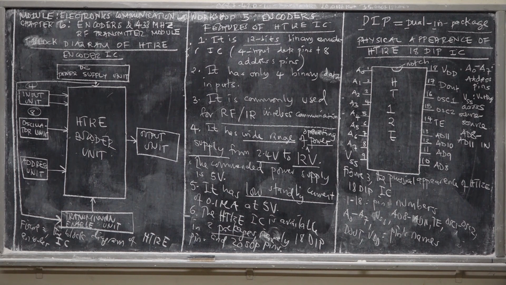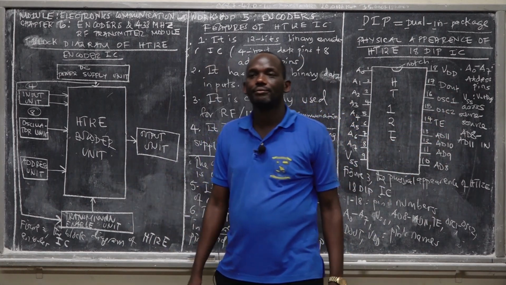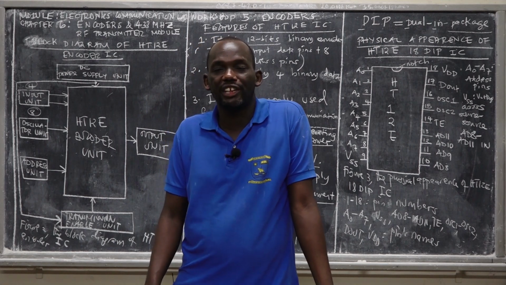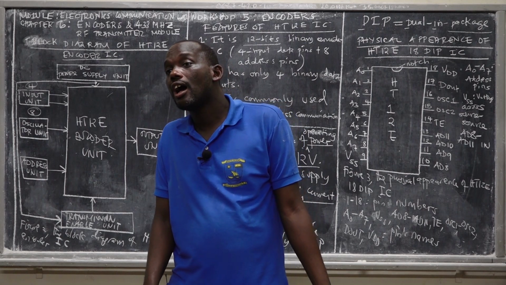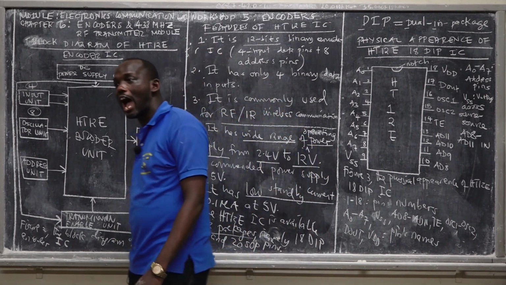Okay, Vanessa Robert, tell us where do we find this oscillator pin 2 and oscillator pin 1 in the block diagram? Which block does it represent? Oscillator unit. Very good. Clap your hands for her.